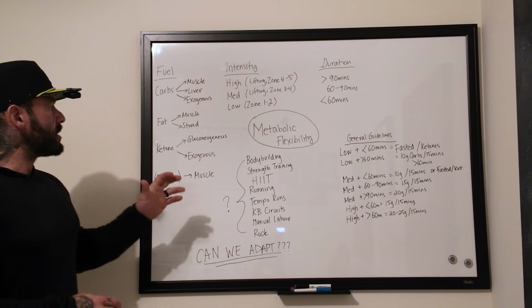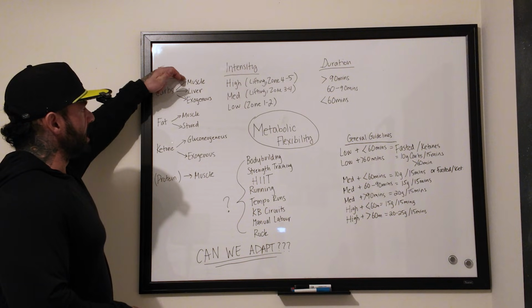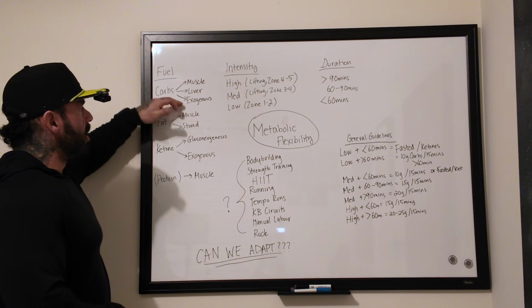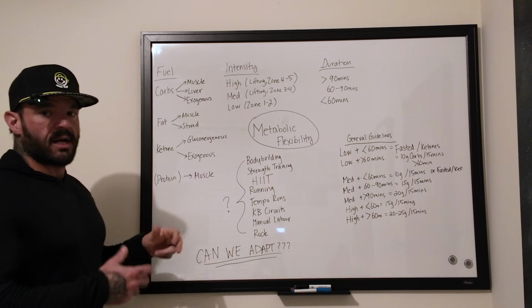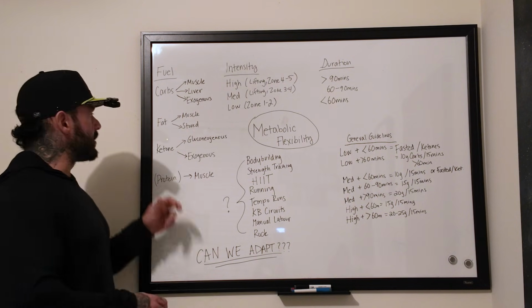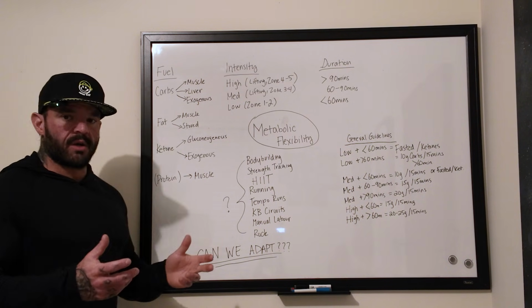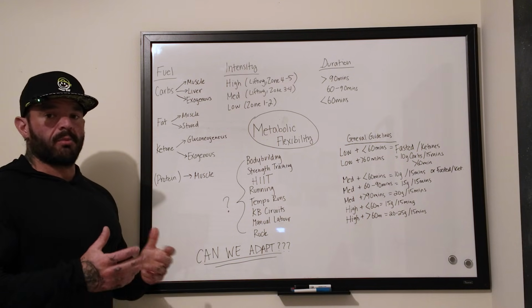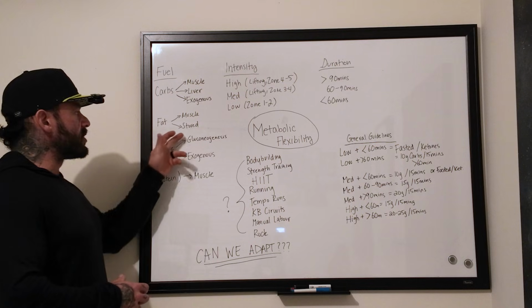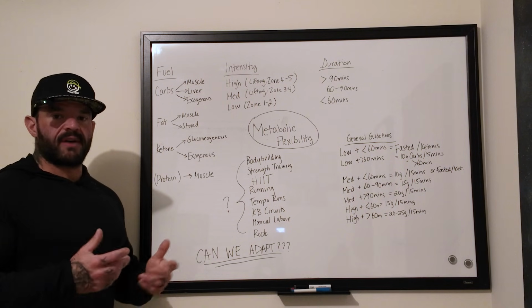So, understanding fuel sources. We have carbohydrates. Those are stored in the muscle as glycogen, in the liver as glycogen, or they can be taken exogenously through a carbohydrate powder, energy gels, things of that nature. We have fat that is stored in the muscle, where there are fatty storages within muscle tissue, especially in more aerobically trained individuals. And then we have stored fat in our subcutaneous fat, visceral fat, things of that nature.